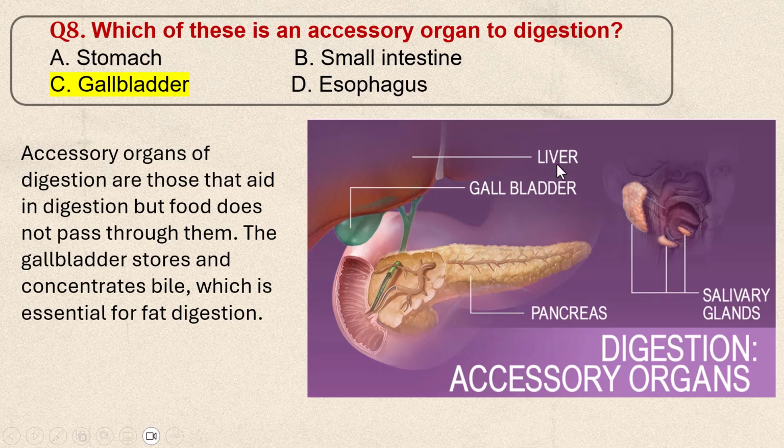Here you can see the liver, gallbladder, pancreas, and salivary glands are accessory organs of digestion. The gallbladder stores and concentrates bile, which is essential for fat digestion.